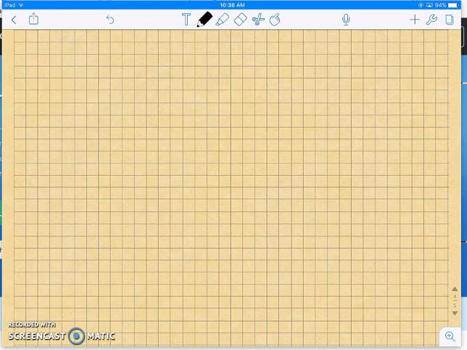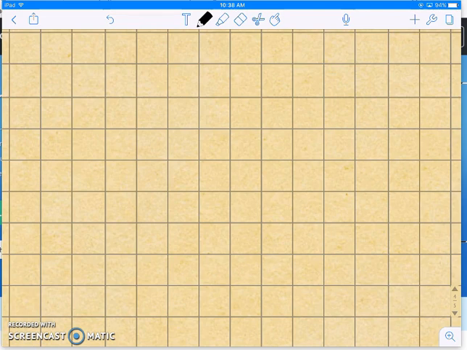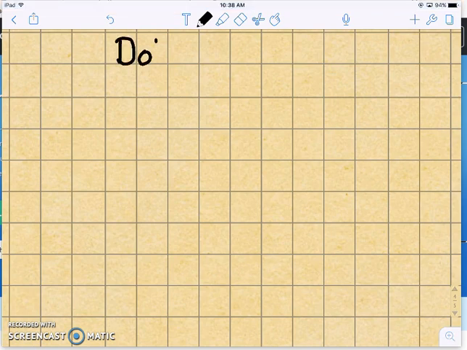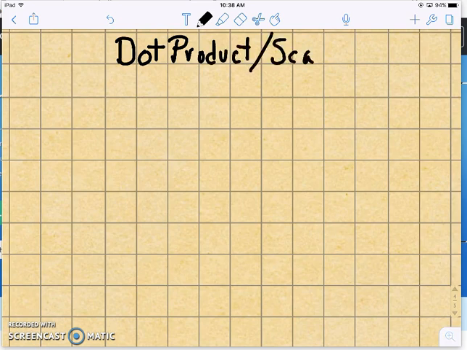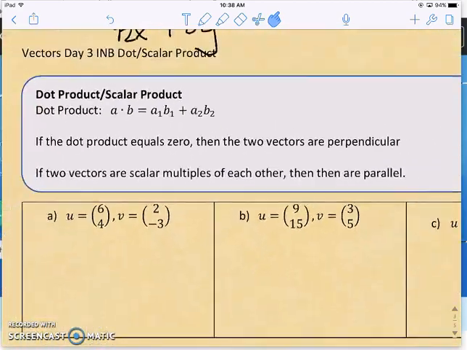Today we're going to take a look at the dot product, which is also known as the scalar product. You guys have a couple things to paste in.